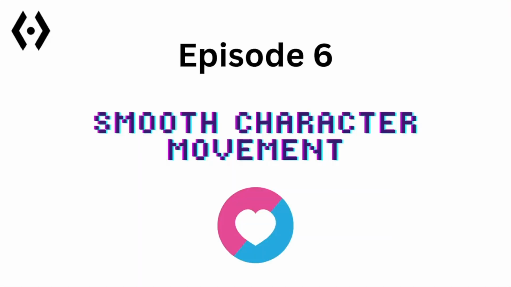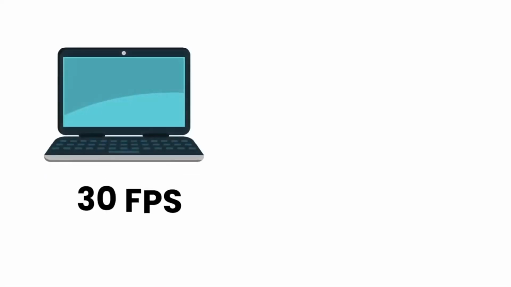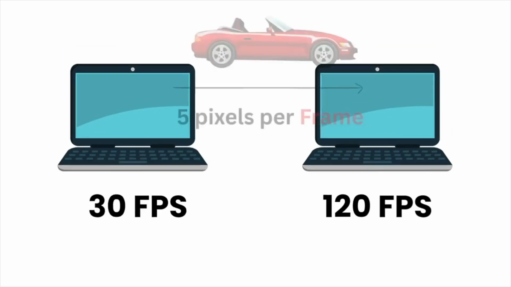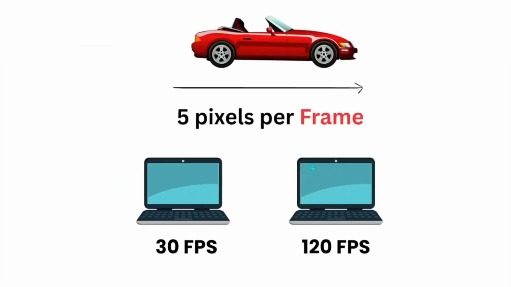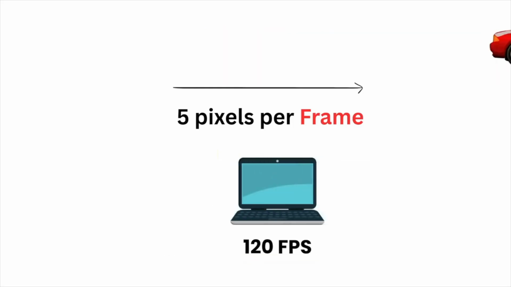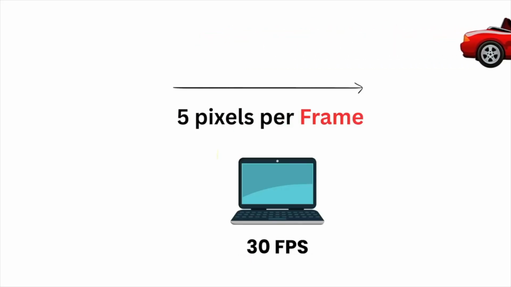to move characters on our screen. Okay, imagine this. You're running a car in your game and you want that car to move at 100 meters per second. Now, if a computer is running a game at 30 frames per second and another computer is running a game at 120 frames per second, if we just move the car 5 pixels per frame, the game running on the higher FPS computer would zoom around like lightning, whereas on the computer where the game is running at a relatively lower FPS, let's say 30 FPS, the car would crawl much slower.